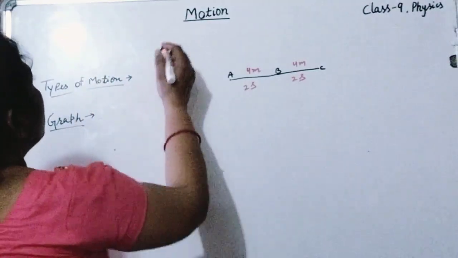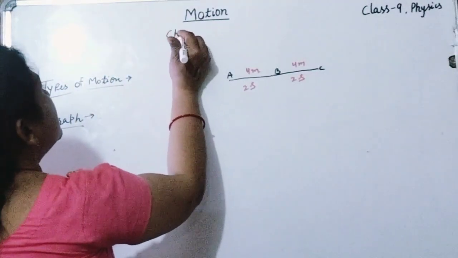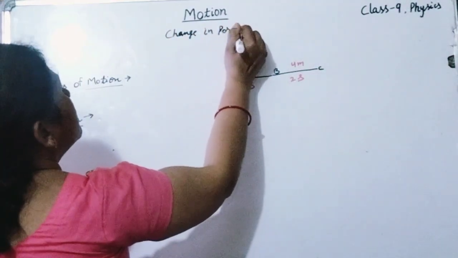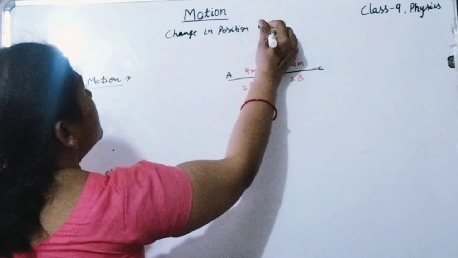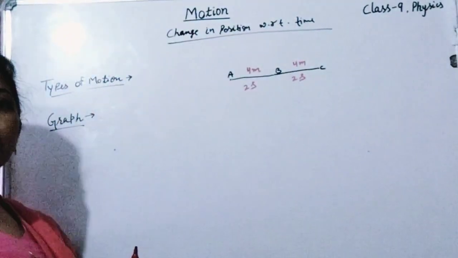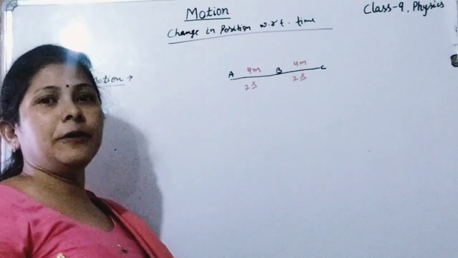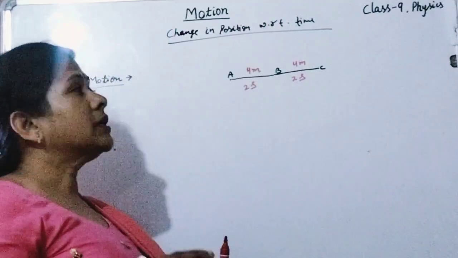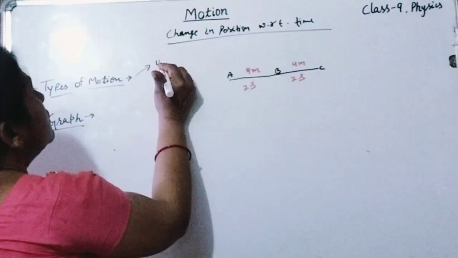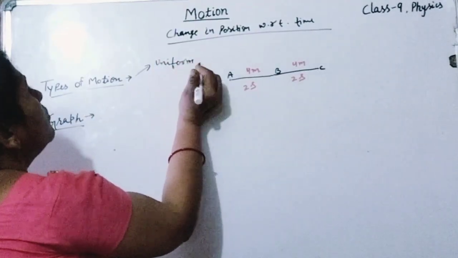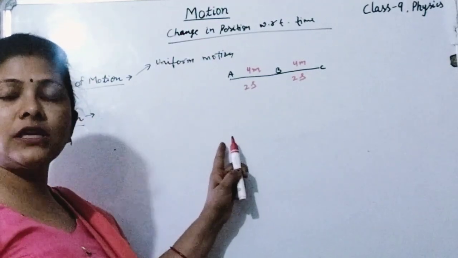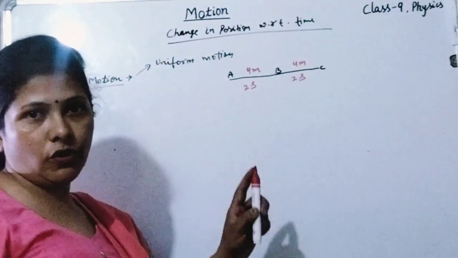So let's start. First thing is motion. Write the definition: change in position with respect to time. This is the definition of motion. Second thing is types of motion. First is uniform motion, when an object covers equal distance in equal interval of time.